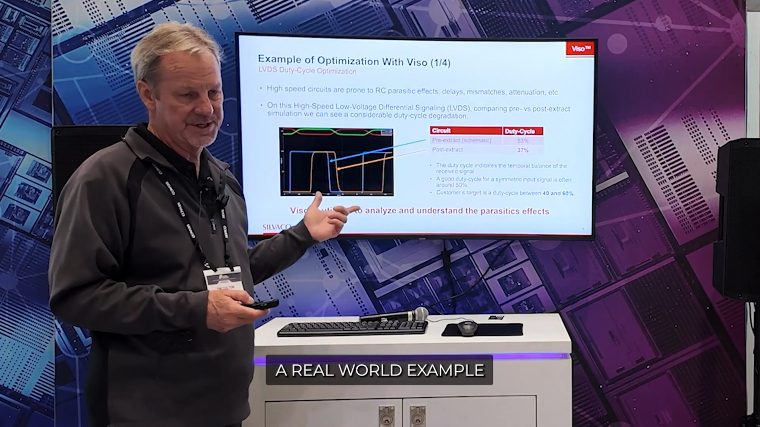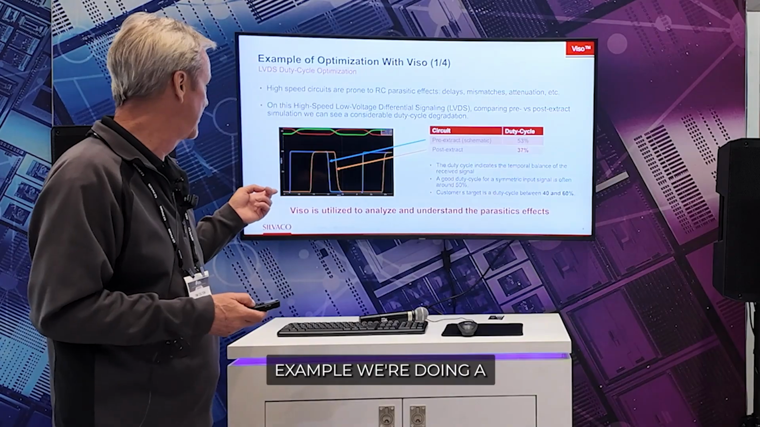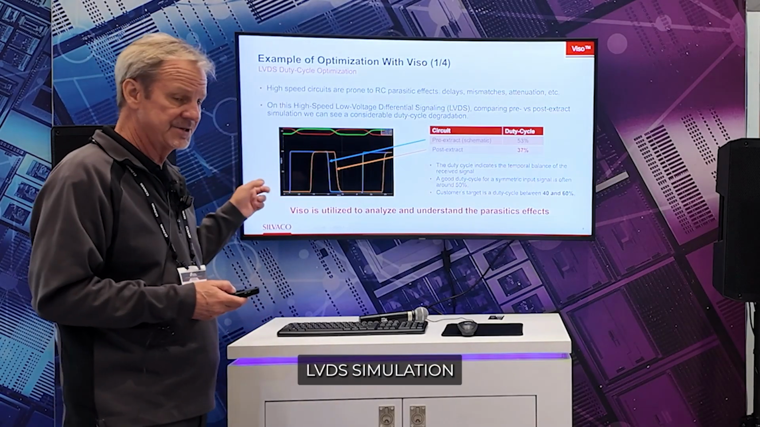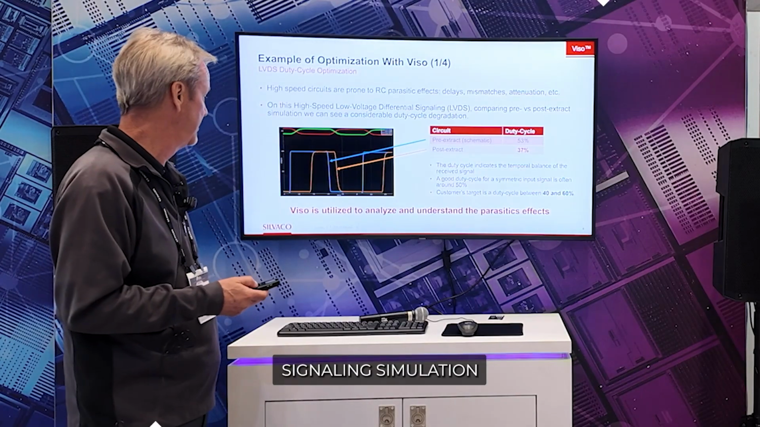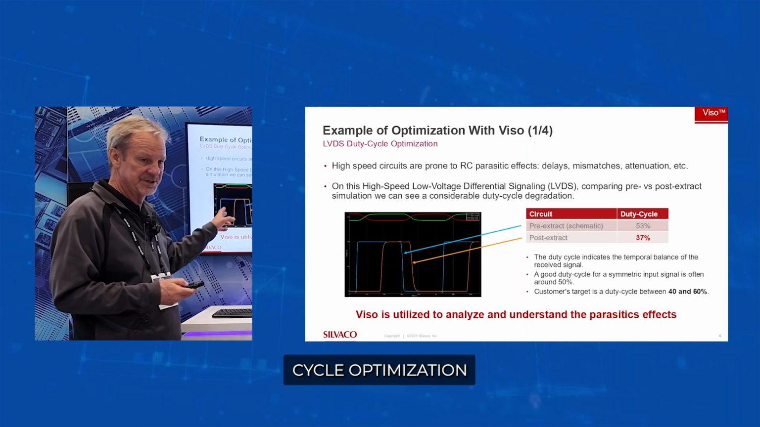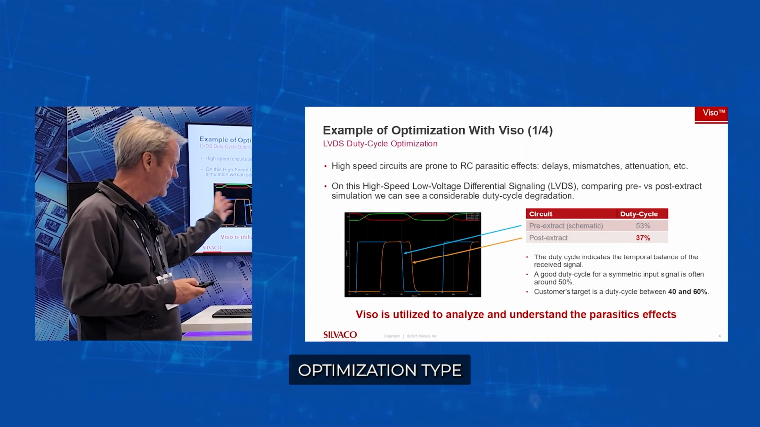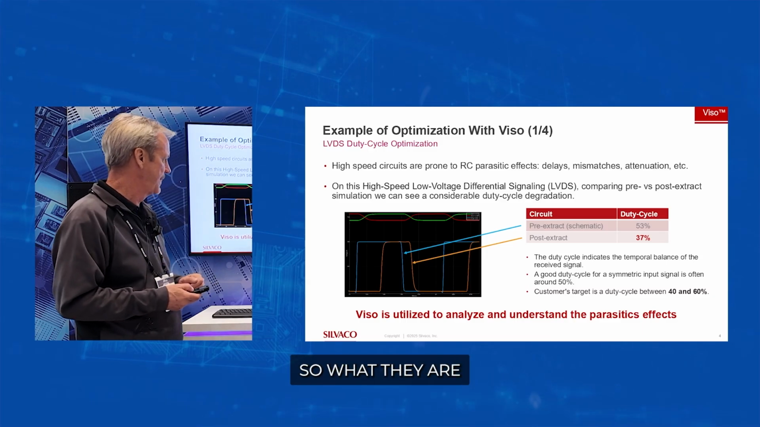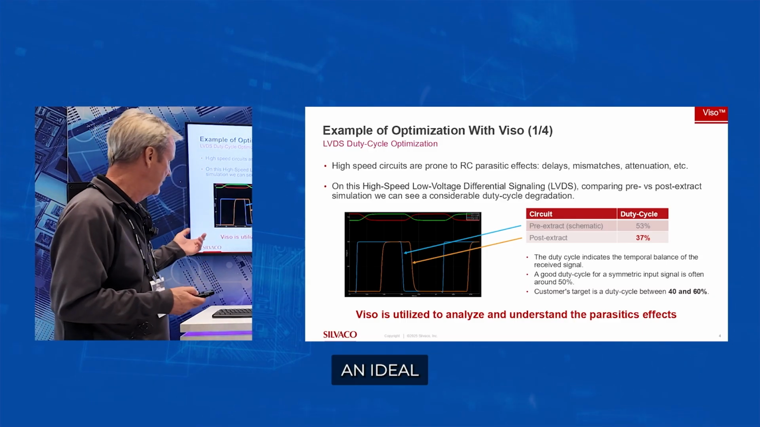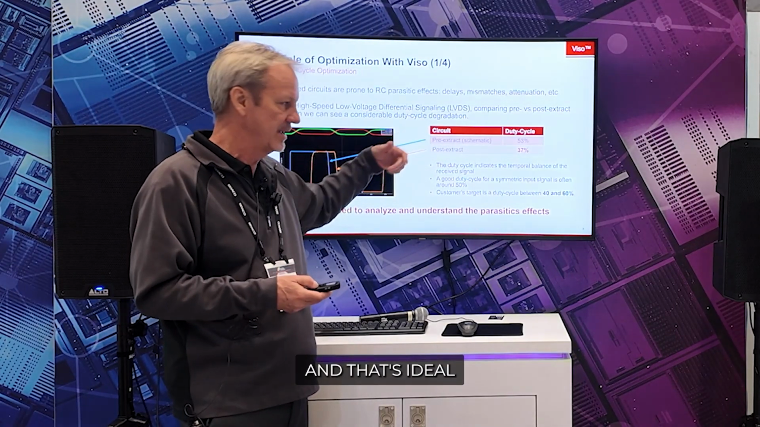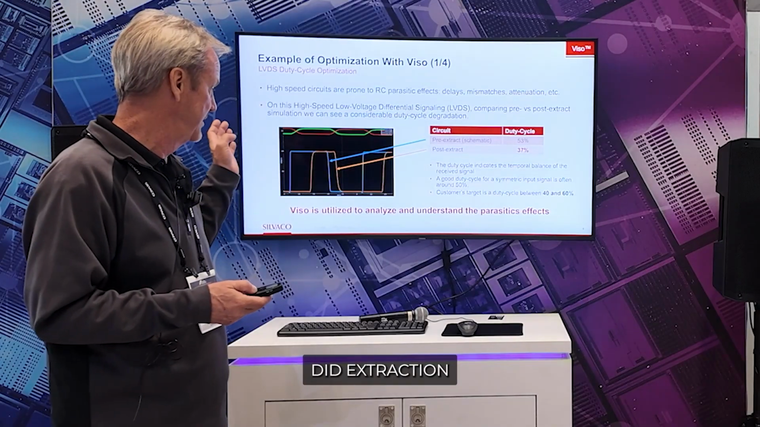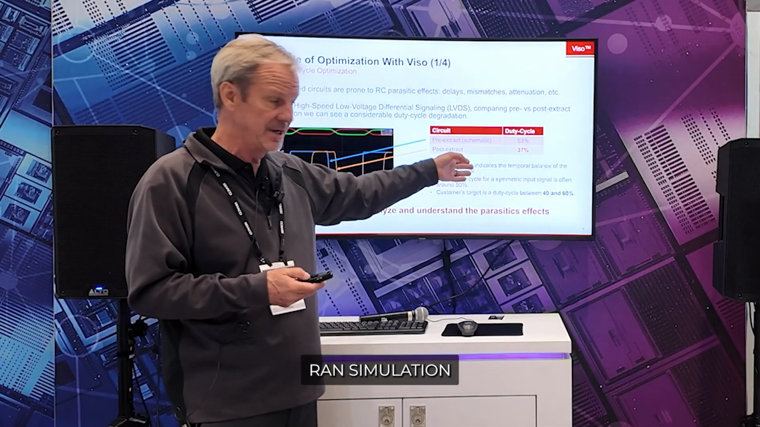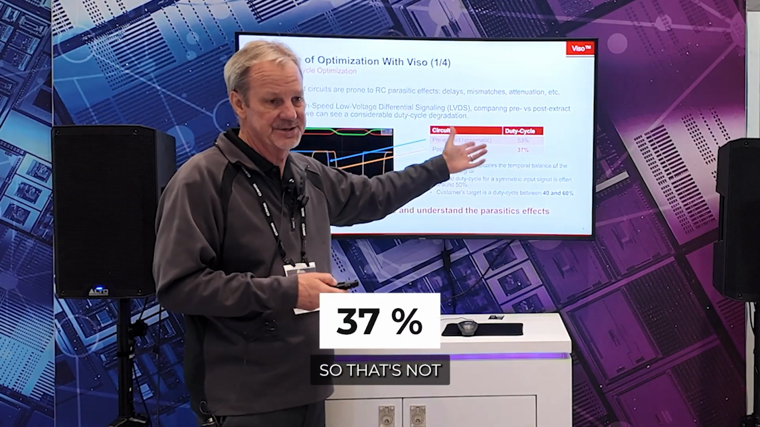Okay, here's a real-world example. In this particular example, we're doing an LVDS simulation, so low voltage differential signaling, and we're doing duty cycle optimization. What they're looking for, the ideal thing in the schematic, is about a 50% duty cycle, and that's ideal for this type of design. You can see in this design we actually did extraction, and post-extraction ran simulation, and it ended up at 37%, so that's not quite enough.